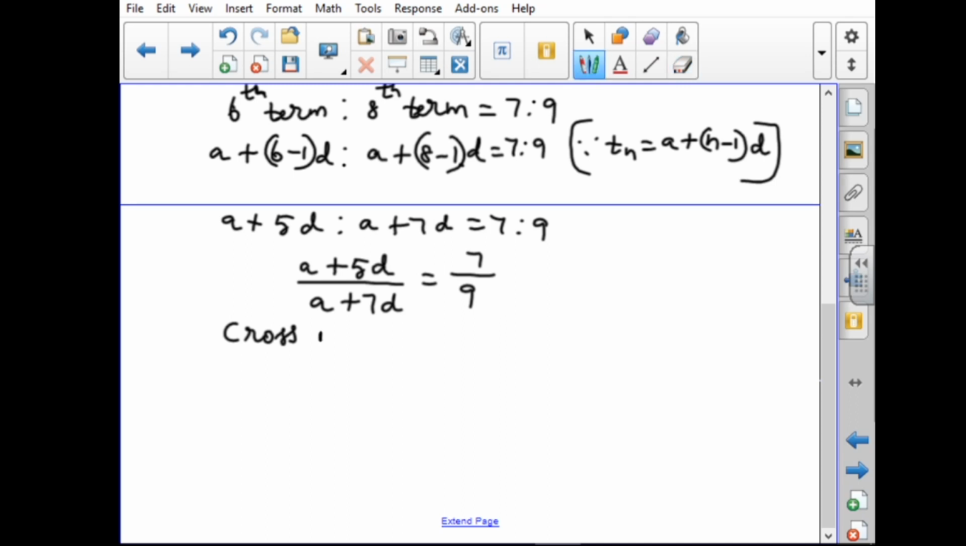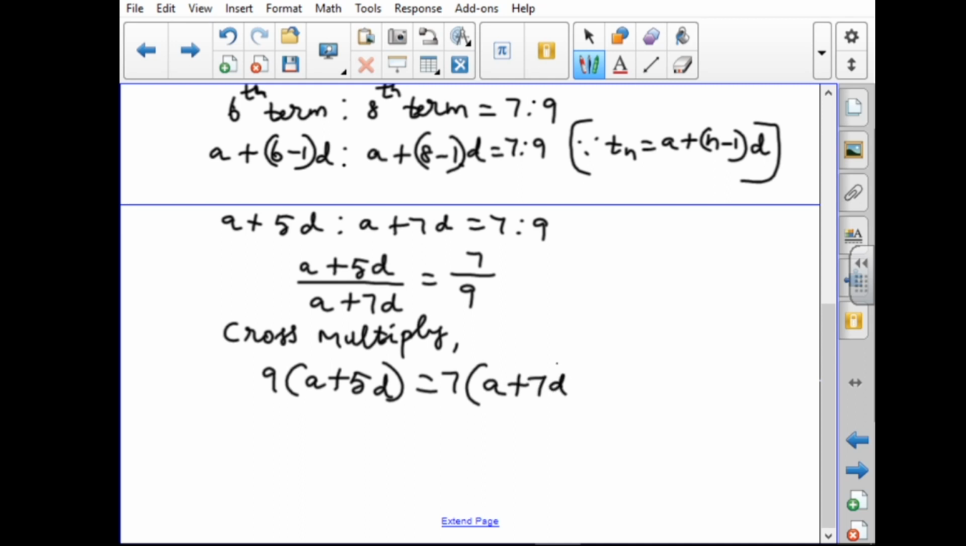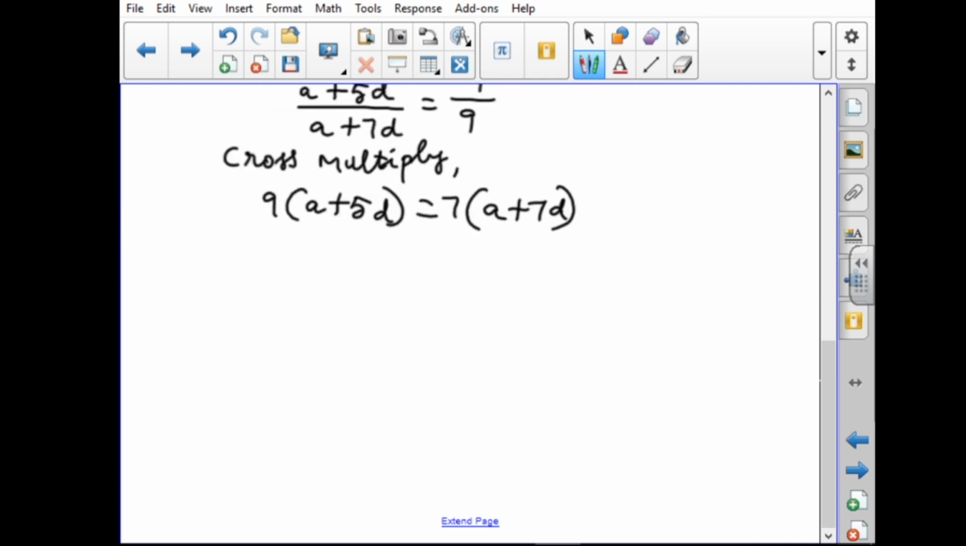Now how to do the cross multiply. So we have to get 9 into A plus 5D equal to 7 into A plus 7D. So we have to multiply inside: 9A plus 45D equal to 7A plus 49D. You have to bring A fully one side and D fully one side.